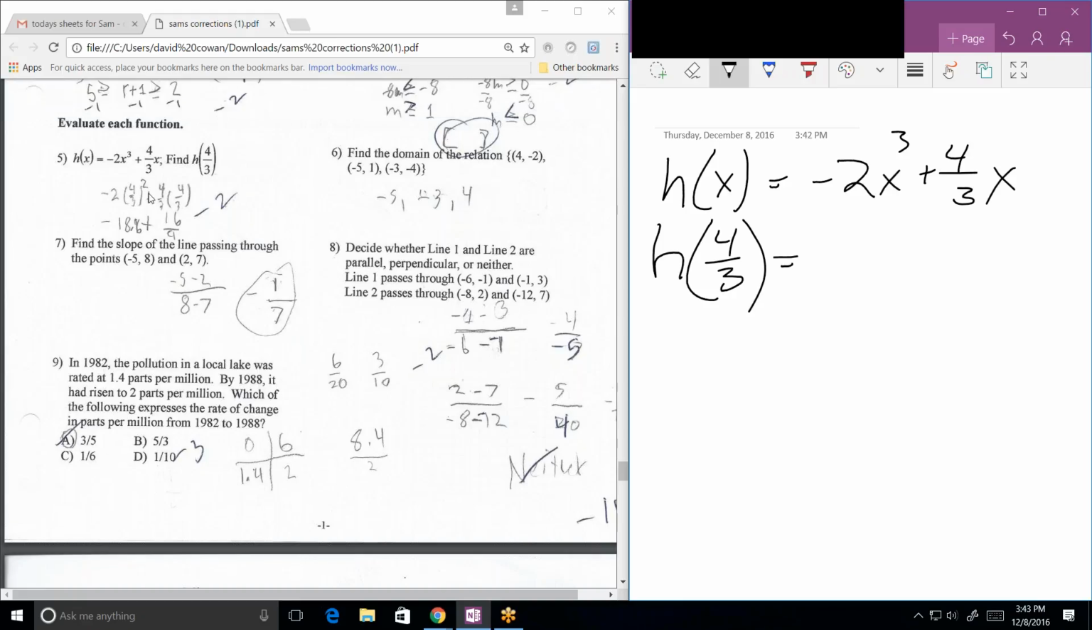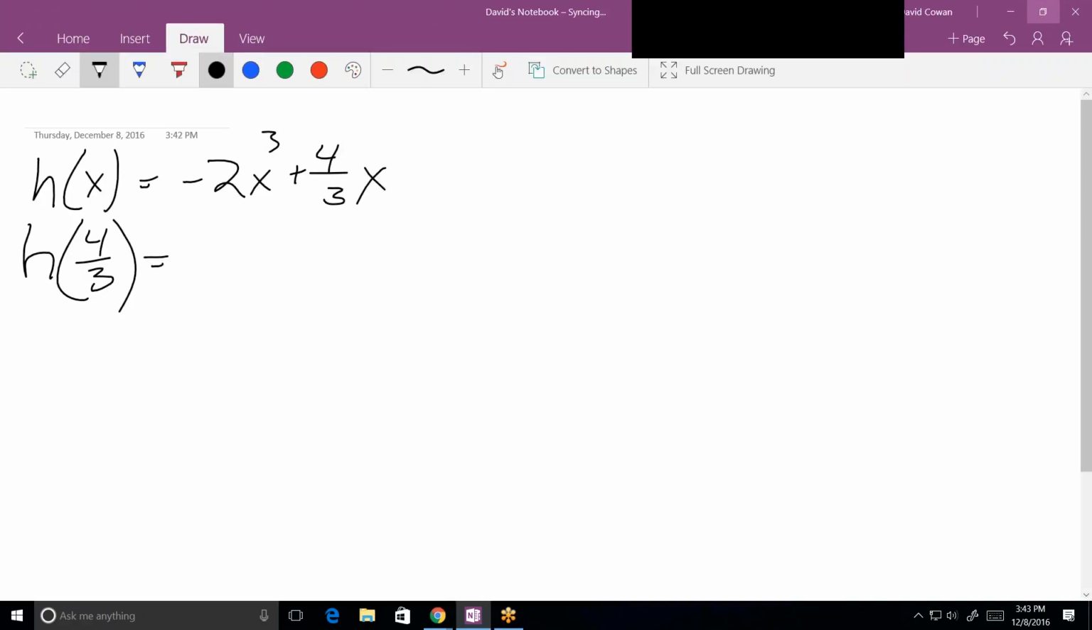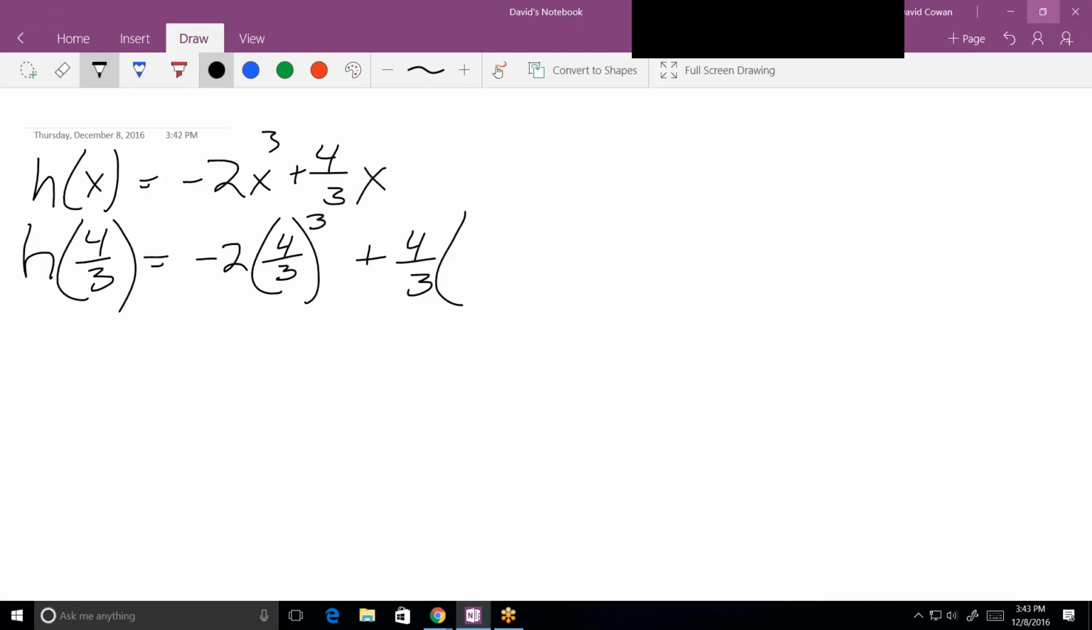So the best way to do these problems so you do not make a mistake is one step at a time. I'm going to put in minus 2. I'm going to put in 4/3. I'm going to cube it. And I'm going to add 4/3 times 4/3. In other words, wherever I see x, I substitute 4/3. Now all I got to do is simplify that.